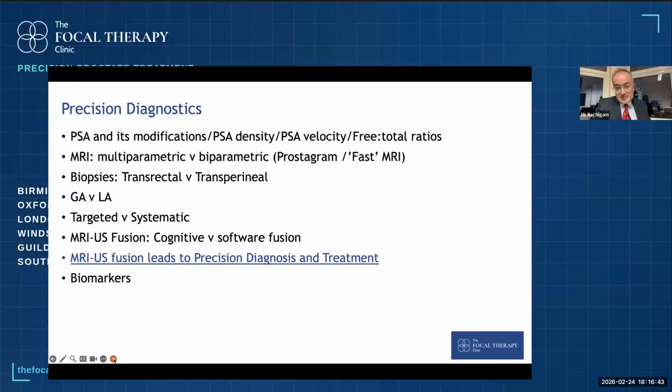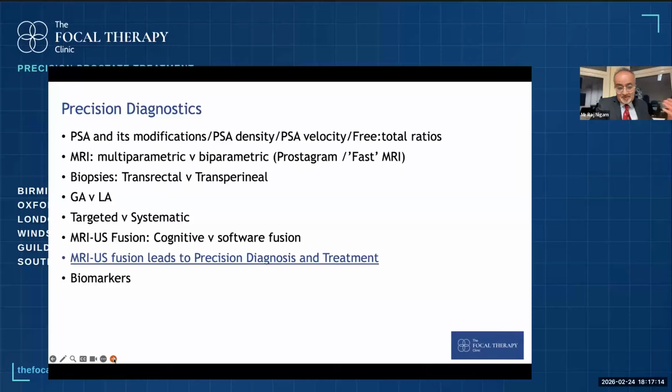PSA velocity and free to total PSA ratios, some people still do, but they're not in everybody's armamentarium in terms of diagnosing prostate cancer. And then there are different types of MRIs. I alluded to the fact that there's multiparametric versus biparametric. I suppose the ideal standard is still multiparametric, whereby you have a contrast injection given to you. And if your hospital does it, please ask for that rather than just a biparametric.